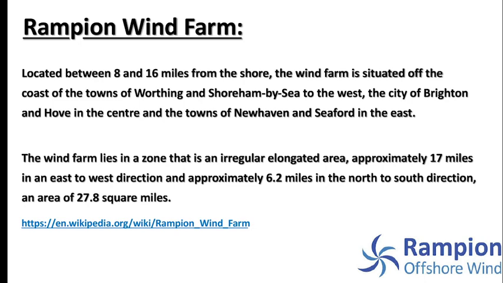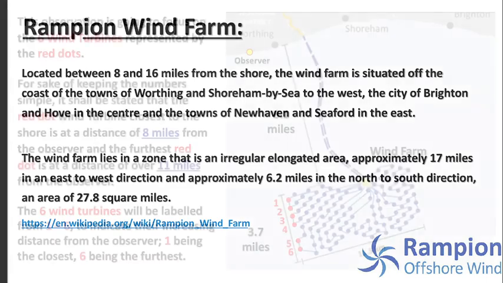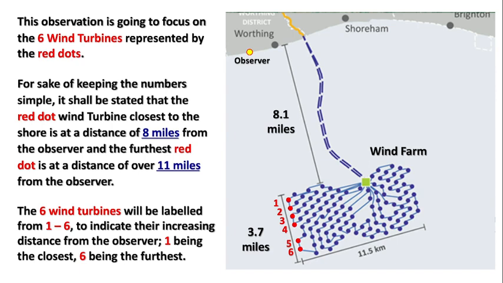The wind farm lies in a zone that is an irregular, elongated area, approximately 17 miles in an east to west direction and approximately 6.2 miles in the north to south direction, an area of 27.8 square miles. This observation is going to focus on the 6 wind turbines represented by the red dots.